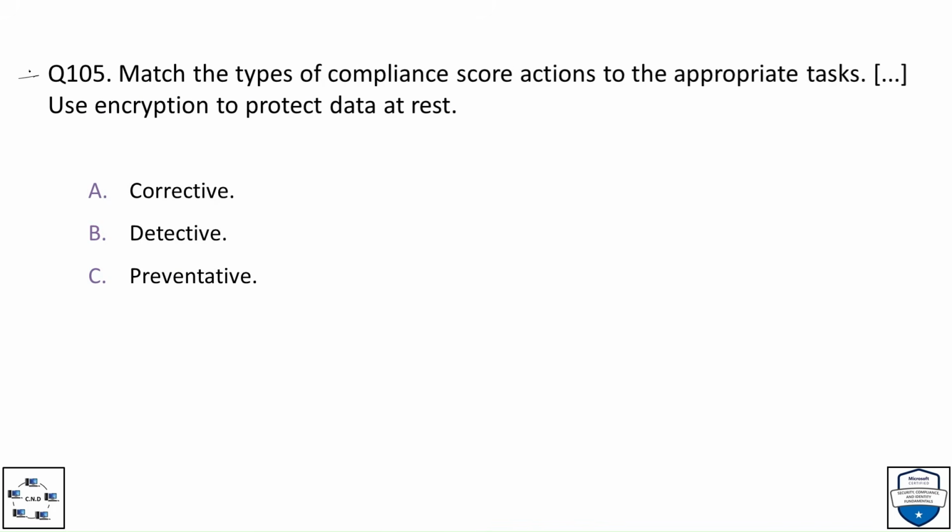Question number 105: match the types of compliance score actions to the appropriate tasks. Use encryption to protect data at rest. The options are option A, corrective, option B, detective, and option C, preventative. And the correct option is preventative.